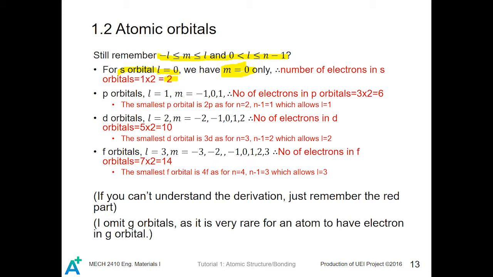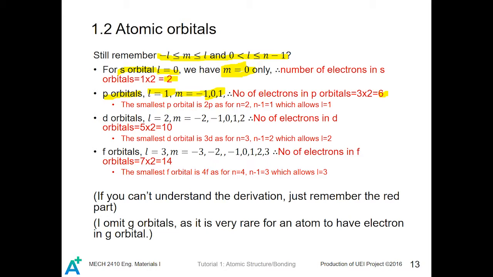For p orbitals, L equals 1, and there are 3 possible choices of m, and therefore there are 3 distinct kinds of p orbitals. And that's why the maximum number of electrons in p orbitals is equal to 6.